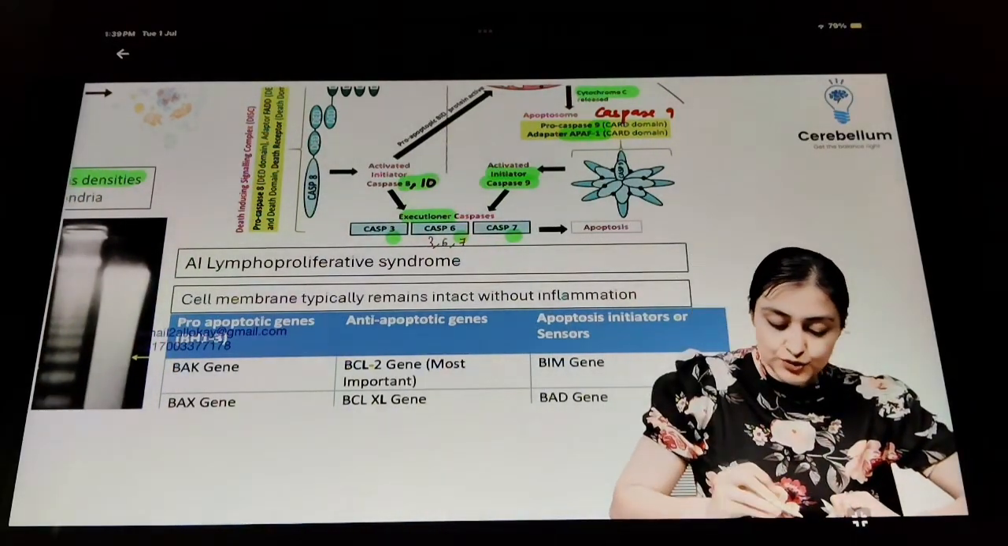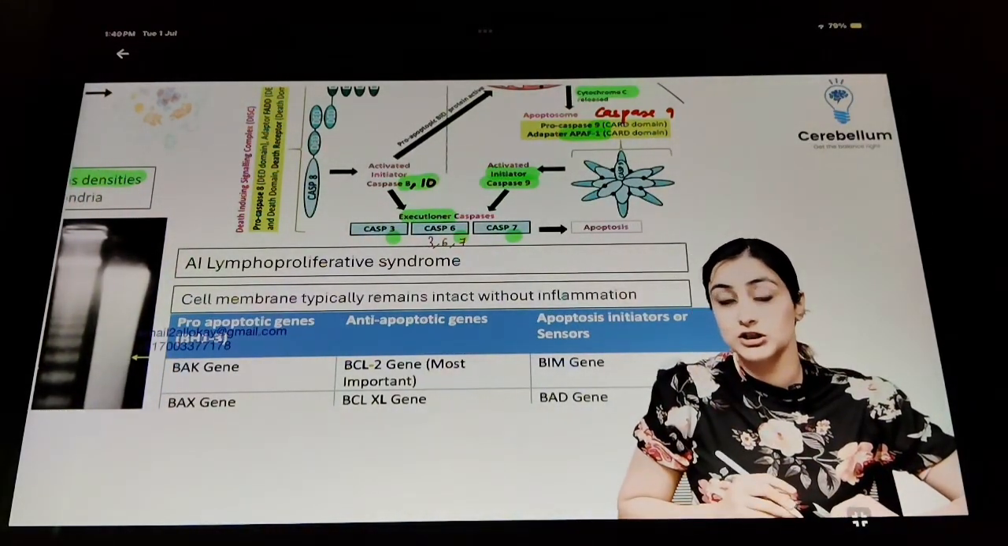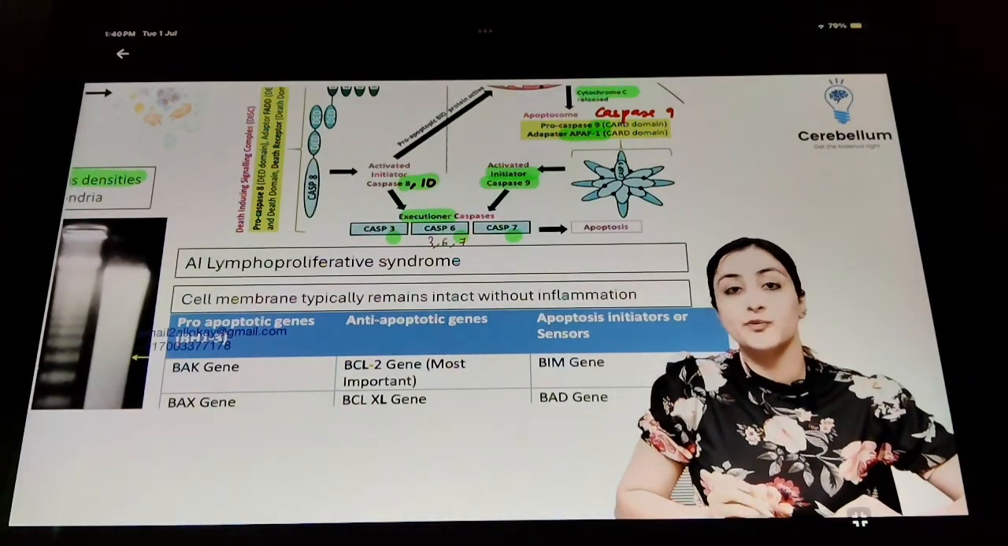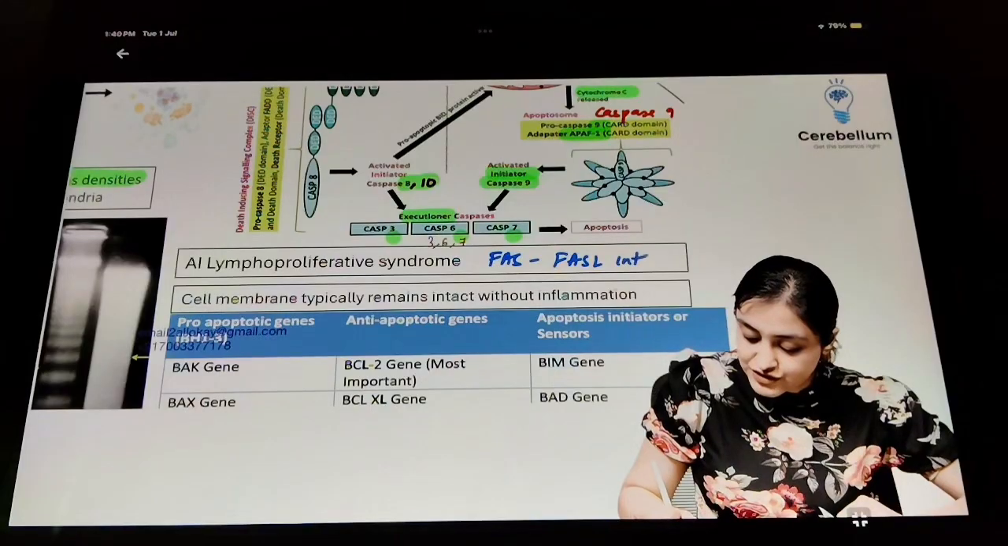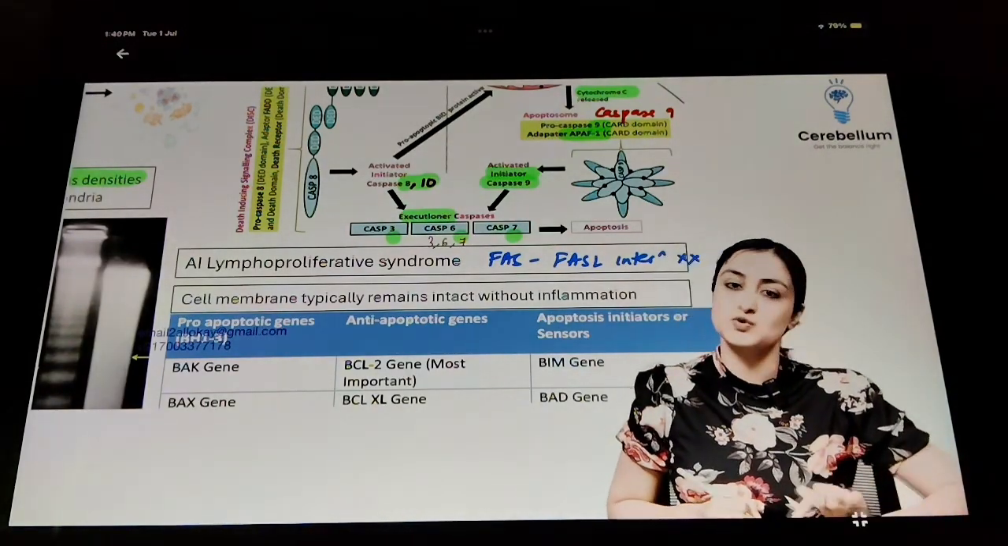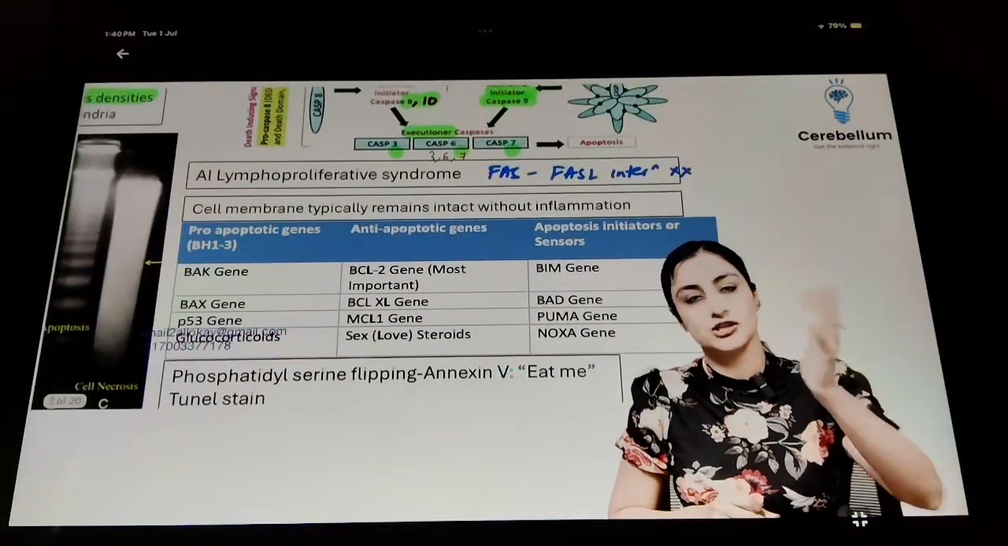So the syndrome that results, okay, so there are many such named syndromes that we're going to learn in today's class. One of these is autoimmune lymphoproliferative syndrome, and this results if there is Fas and Fas ligand interaction, which is not happening, hence not allowing thymus to select the cells properly. So this is autoimmune lymphoproliferative syndrome.